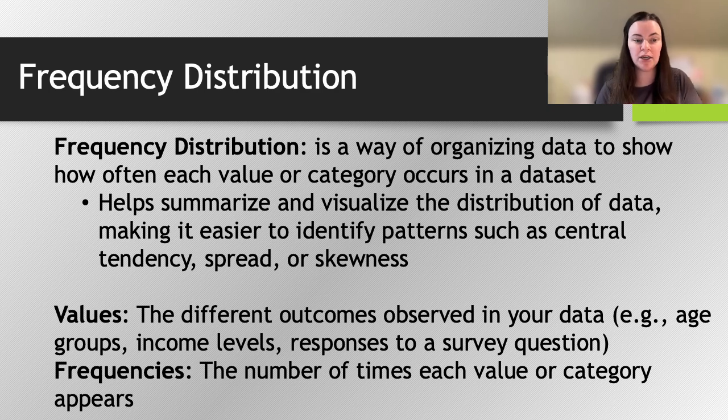The two central components of a frequency distribution that you will see on the chart we'll talk about in just a moment here are values and frequencies. Values are the different outcomes observed in your data, so if we were looking at things like age groups or income levels or different response categories in a survey question, which we also saw in Chapter 1. The second is frequencies, or the number of times each value or category appears. And I think with our example here, this will make a little bit more sense in broader context.